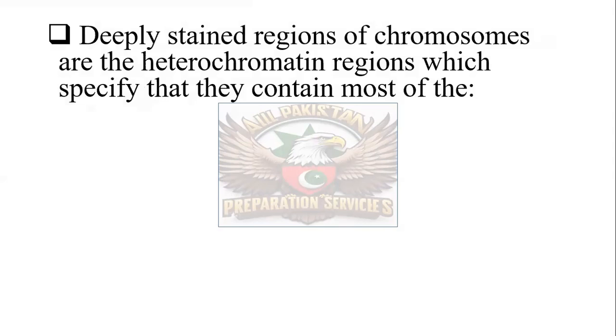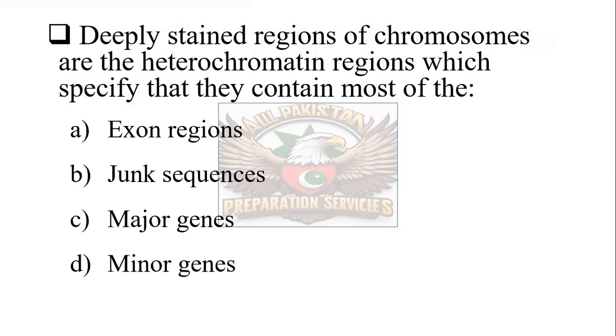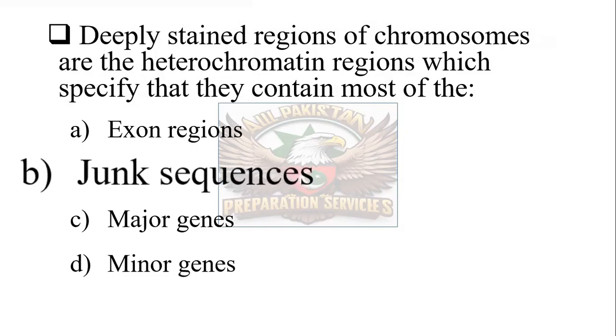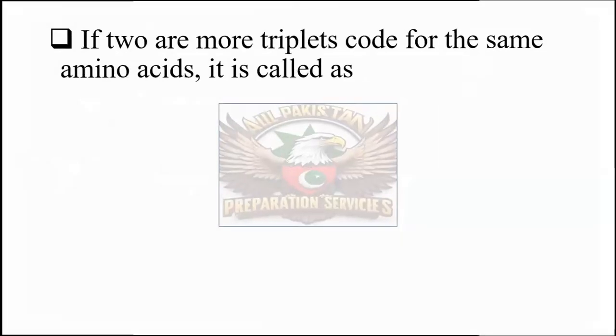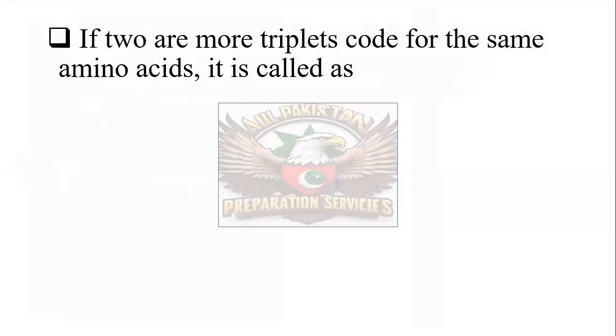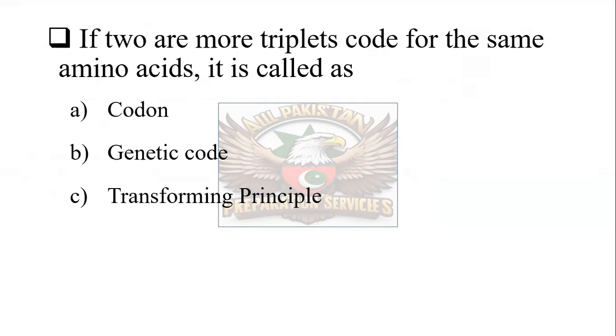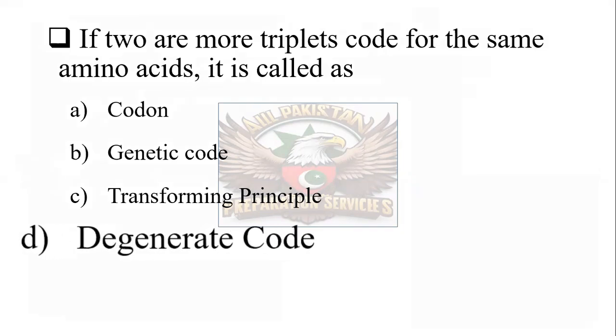Deeply stained regions of chromosome are the heterochromatin regions which specify that they contain most of the exon regions, junk sequence, major genes, or minor genes? The correct one is junk sequences. If two or more triplets code for the same amino acid, it is called codon, genetic code, transforming principle, or degenerate code? The correct one is degenerate code. If two or more triplets code for the same amino acid, it is called degenerate code.